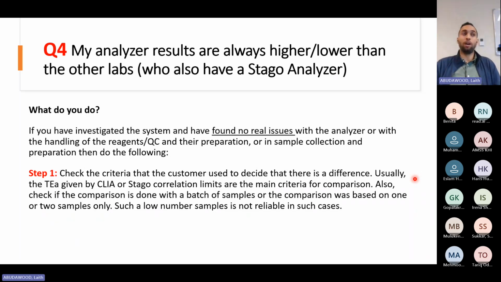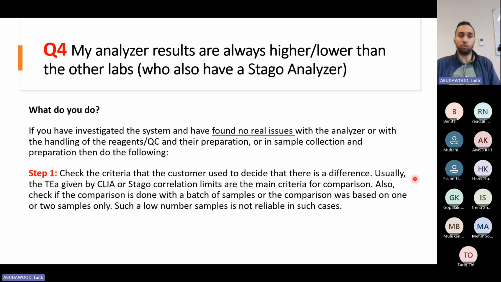Another point: how did you decide that the difference really is significant between two samples? Because usually when we compare the performance of different machines using the same reagent or the same methodology, we have objective criteria, total allowable error, for example, or comparison criteria. How much percent is the difference? Ask the customer, because sometimes they'll just tell you, oh no, it's different. I feel it's different. There is no "I feel it's different." We need to have objective criteria. It's either significantly different or not.